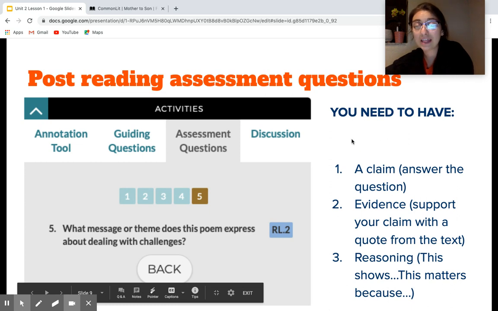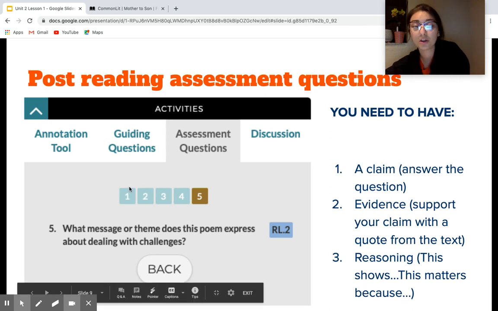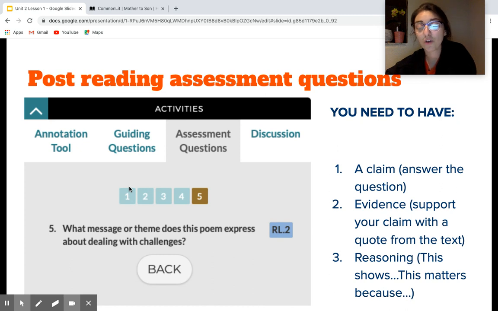That means it should be at least 3 to 4 sentences long. If it's not, we cannot give you more than a 1 or a 2. So if you don't have evidence, you will not get more than a 1 or a 2. You need to have all of this stuff. So those of you that have been emailing me saying, I don't like my grade right now, I need you to make sure that you're doing this, and then you'll be super solid. Just make sure you do this and that you come to office hours because we'll show you exactly how to do this and make sure you get the right answer.